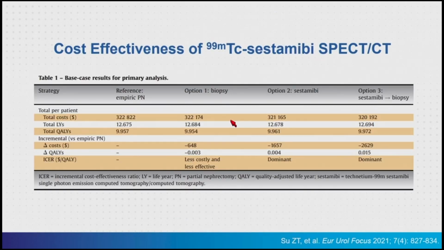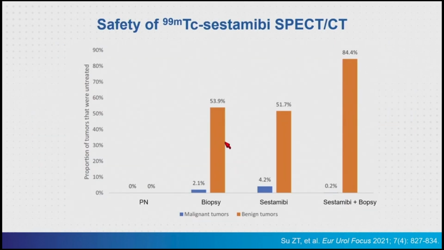So what we've come to learn is that if you use Sestamibi SPECT CT for this purpose, you could actually save, for the healthcare system, a ton of money, as opposed to performing a biopsy, sending everyone to surgery, or just sending everyone to surgery. It's really quite cost effective to use Sestamibi because you spare a lot of patients unnecessary surgery, which comes with tremendous cost. And this is what those cost data basically look like.